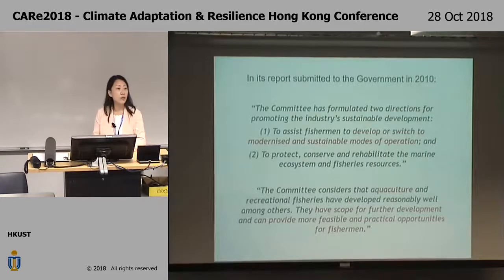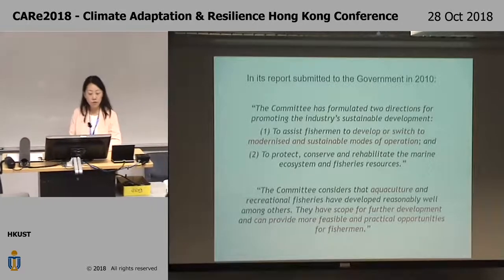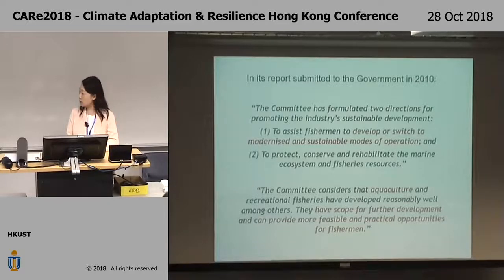In its report submitted to the government in 2010, the committee formulated two directions to promote the industry's sustainable development. The first one is to assist the fishermen to develop or switch to a modernized and sustainable mode of operation. And at the same time, we have to protect, conserve, and rehabilitate the marine ecosystem and fishery resources. And in other paragraphs, the report also mentioned that aquaculture is a good candidate to provide more viable and practical opportunities for fishermen.